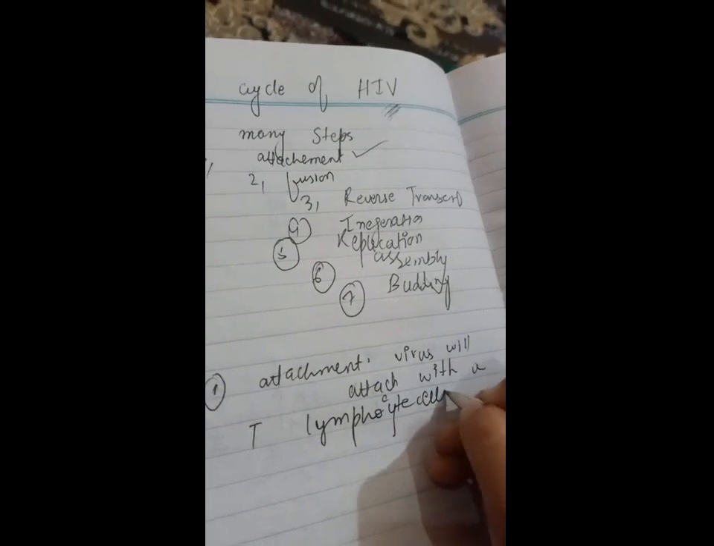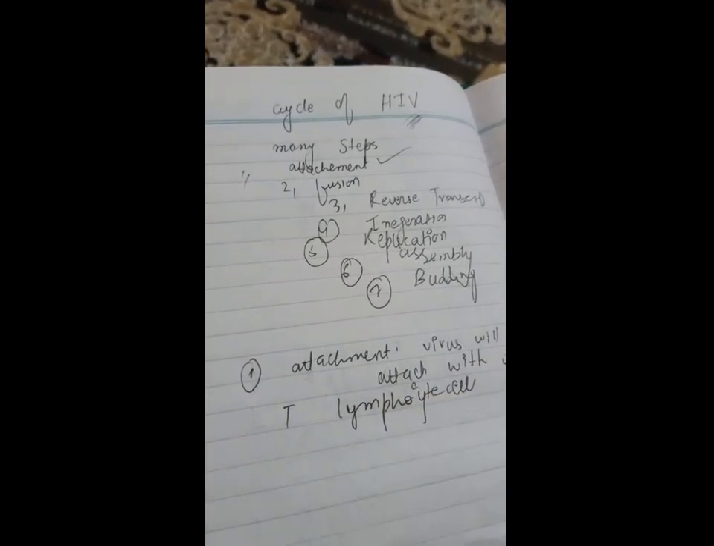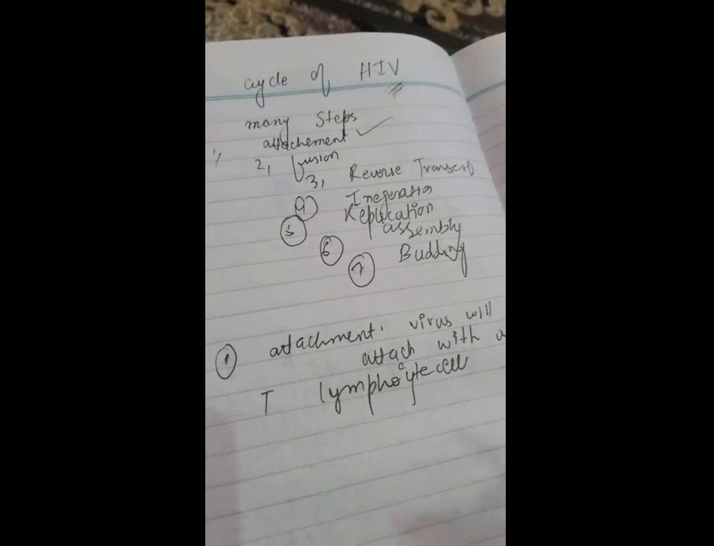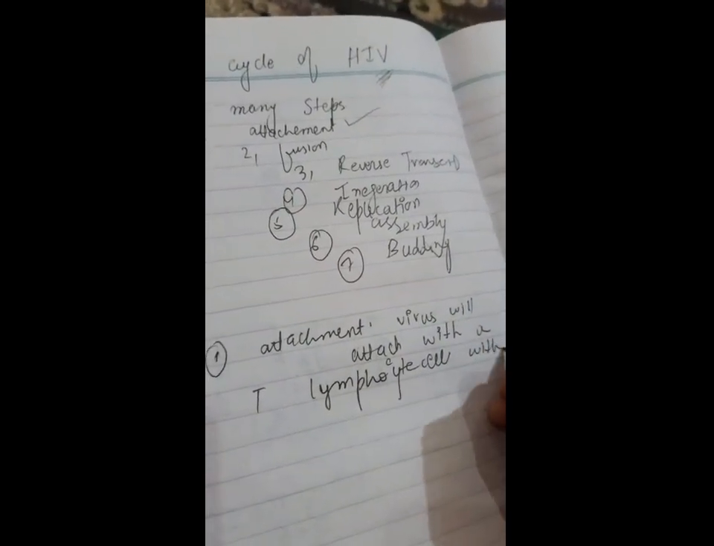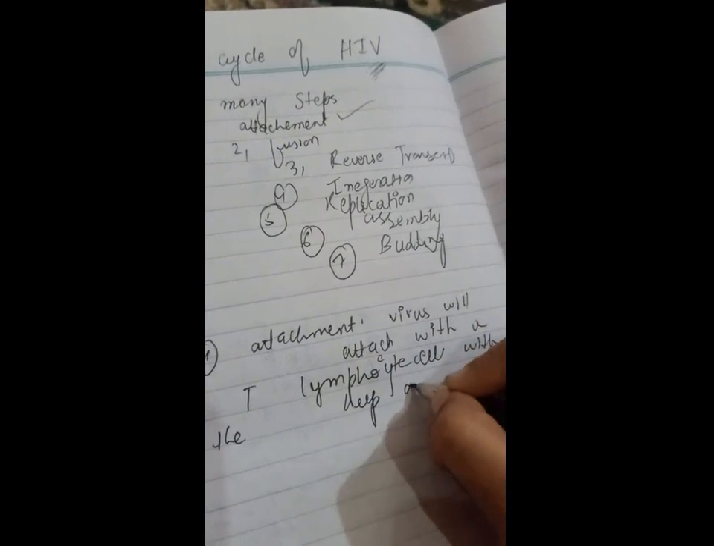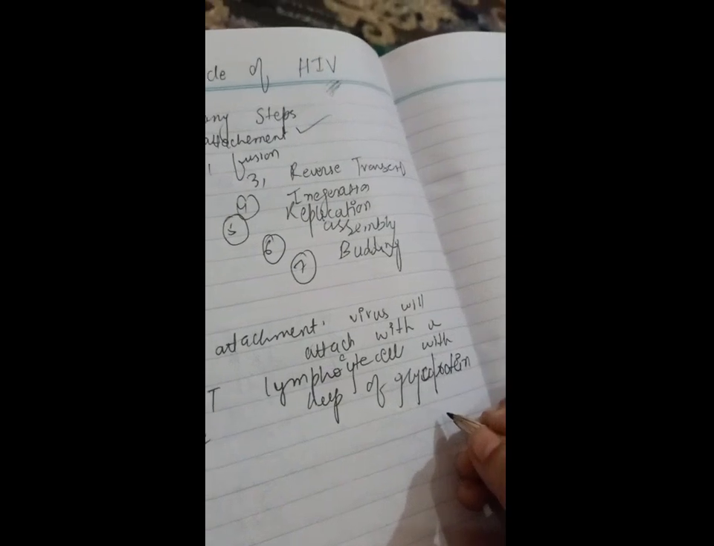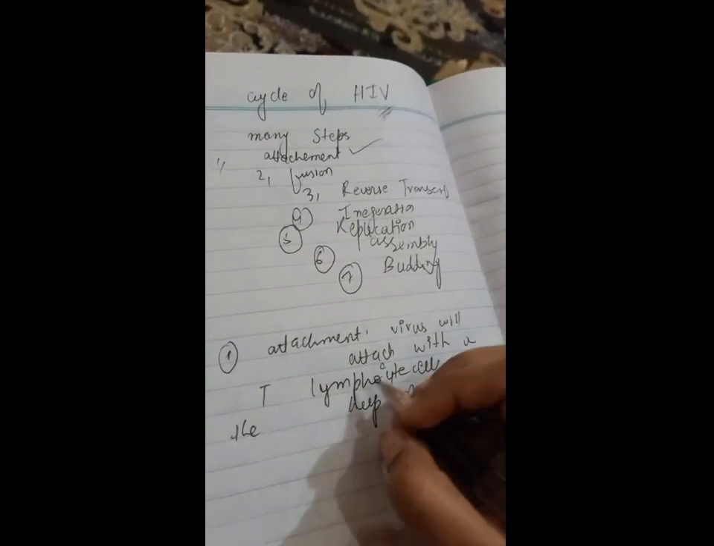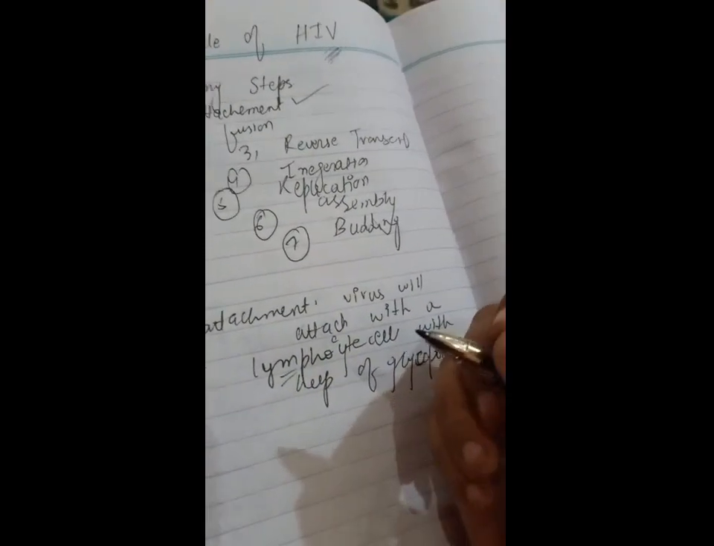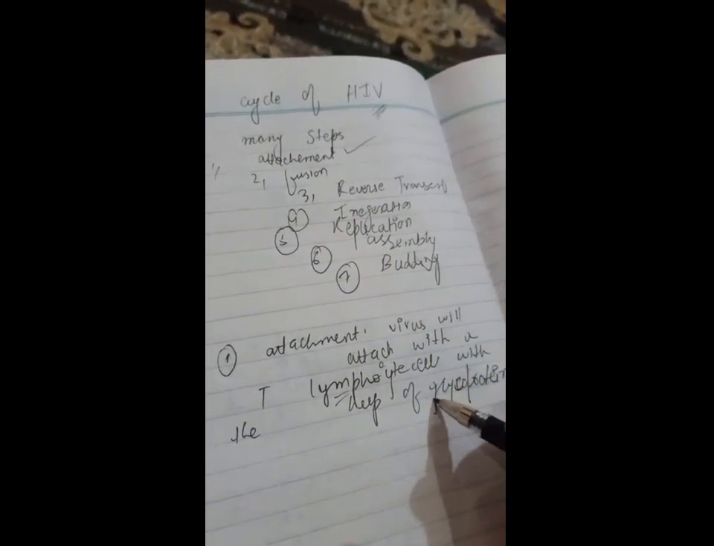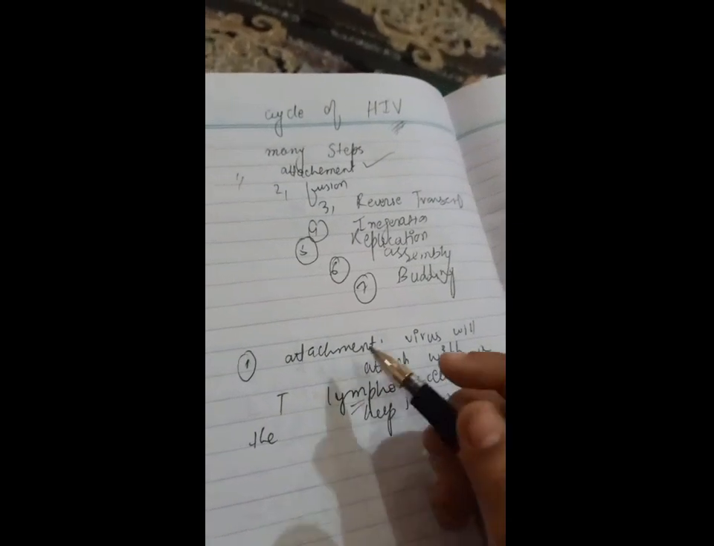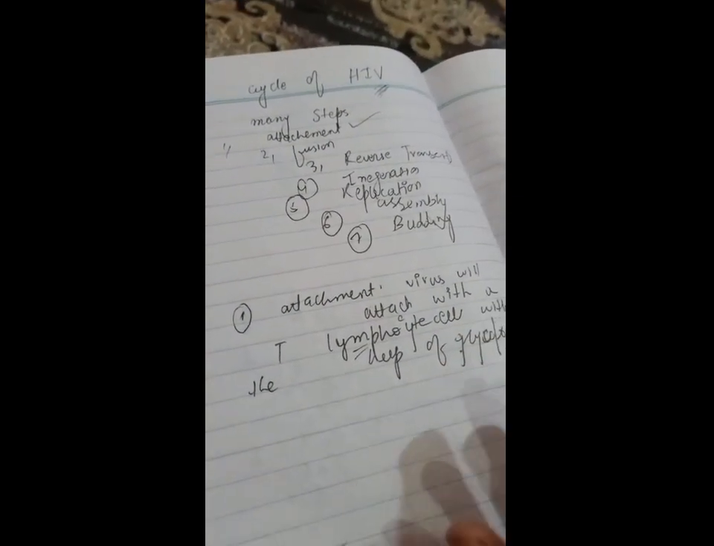As you all know, the HIV virus has glycoprotein. With the help of the glycoprotein, it enters into the host cell, the T lymphocyte. Glycoprotein is the protein on the surface of the HIV virus. They have the glycoprotein for the attachment. The glycoprotein helps them attach with the lymphocyte, which is the host cell of the HIV virus. So the first step is the attachment, and the virus is now attached with the lymphocyte.